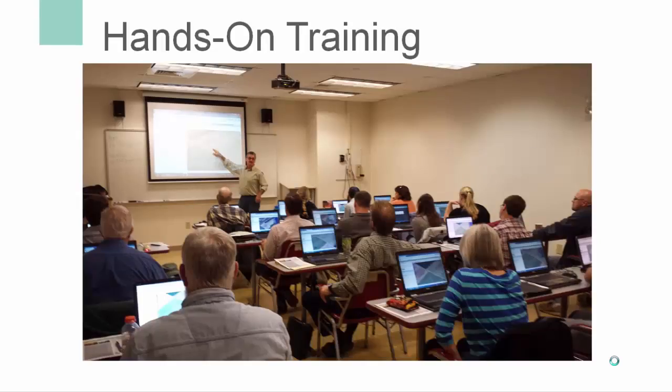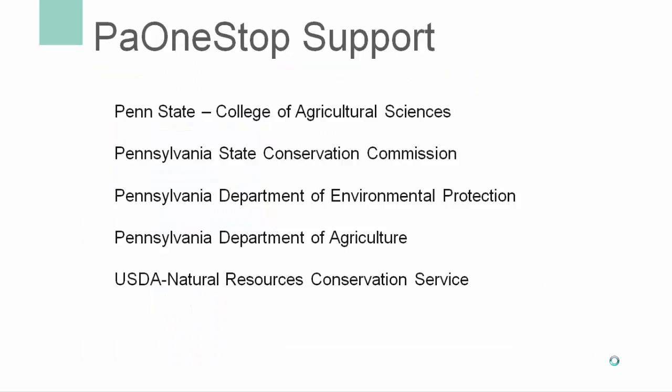A look at a close-up within central Pennsylvania shows extensive mapping within agricultural valleys. Periodic hands-on training sessions are conducted throughout Pennsylvania. Stay tuned to the website for locations of these training sessions. Financial support for PAOneStop is provided by Penn State, Pennsylvania State Conservation Commission, Pennsylvania Department of Environmental Protection, and the Pennsylvania Department of Agriculture. Technical support is provided by USDA NRCS. Thanks for visiting PAOneStop.